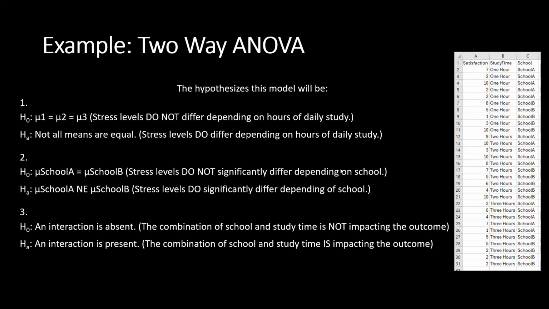For our second hypothesis, we're looking at schools. And it's mean of School A equals mean of School B. Here's school, here's School A, here's School B. Remember, this is a factor, school, and our levels are School A and School B. So in this case, the mean of the dependent variable stress, we're going to assume is equal both for School A and School B. So if we were to write this in plain terms, stress levels do not significantly differ depending on school. Our alternative is stress levels do significantly differ depending on school.